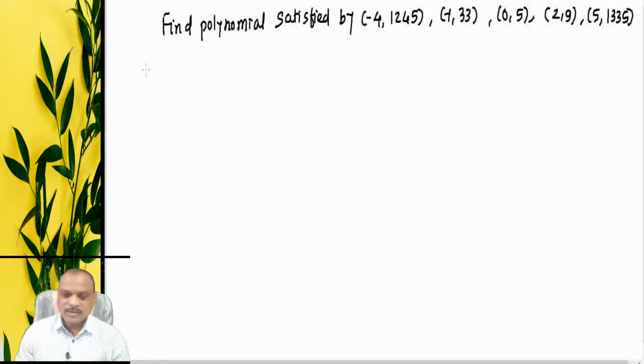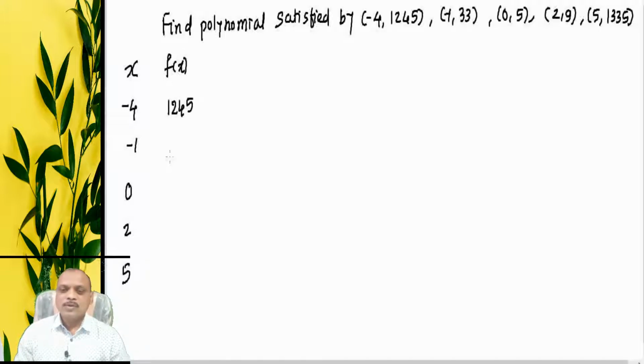So first we construct the Newton's divided difference table. Values of x are minus 4, minus 1, 0, 2 and 5. Values of f(x) are also given: 1245, 33, 5, 9 and 1335.